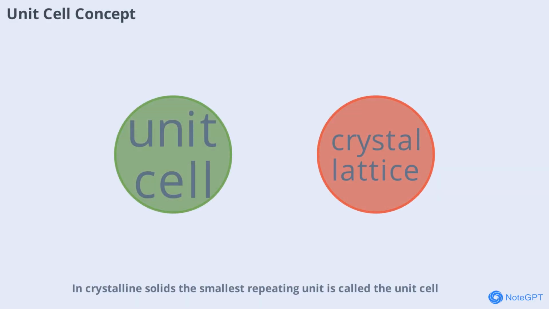In crystalline solids, the smallest repeating unit is called the unit cell. Think of it as the building block of the entire crystal. By repeating this unit in all directions, the entire structure of the solid is formed. The shape and size of the unit cell determine many of the solid's properties, including its density and how it interacts with light. Understanding unit cells is key to grasping the complexity and beauty of crystalline material.